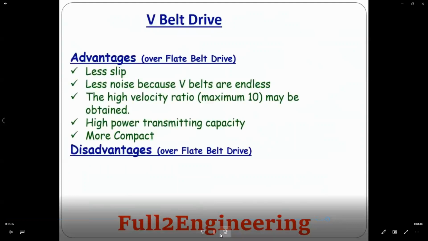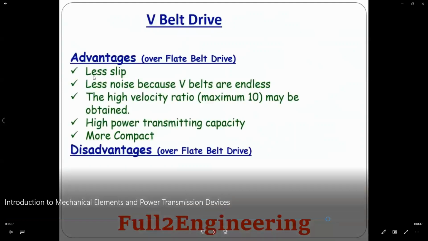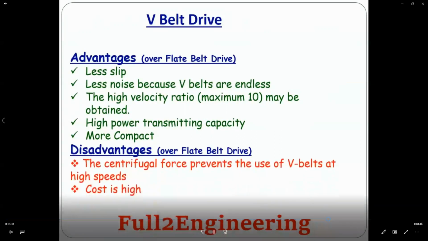Okay, these are the advantages of the V belt. Less slip, less noise, high velocity ratio, high power transmission, more compact. This is all compared with the normal belt, the flat belt. But the cost will be more expensive.